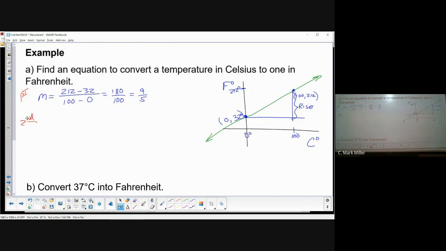So the second thing you do is you use our formula. Our formula is what? Let's use y equals mx plus b.